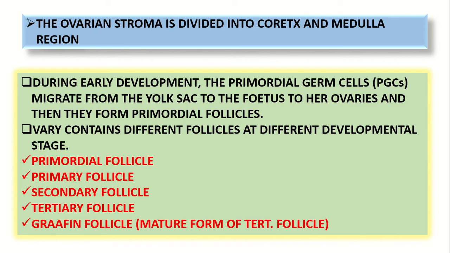During early development, when a female baby is developing inside the mother's uterus, it has some layers covering it. One of them is the yolk sac. We will study these embryonic membranes in later classes. From the yolk sac, the primordial germ cells migrate towards the ovaries of the fetus.